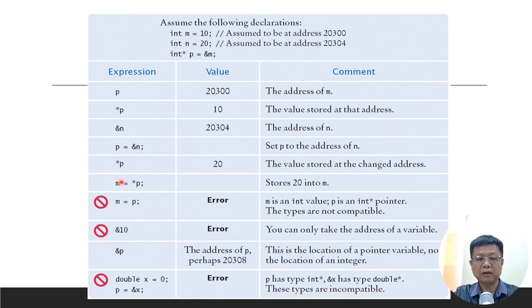We set the address of the pointer, sorry. Okay, then when you cout the pointer again, you will get 20, because this expression has changed the pointer pointing. Okay, it is now pointing to the n variable.